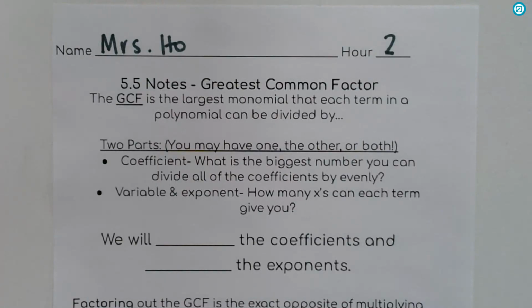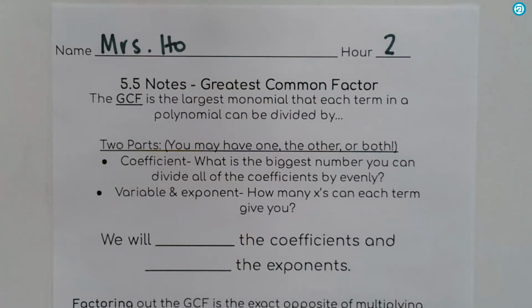The GCF, or greatest common factor, is the largest monomial that every single term in a polynomial can be divided by. Greatest means biggest. Common means it has to be in common between all of the terms of a polynomial. And factor means they all have to be divisible by it. We're looking for the biggest thing we can divide everything by.